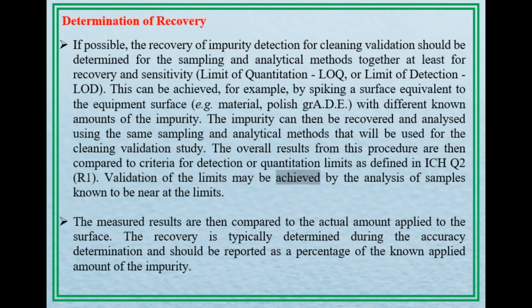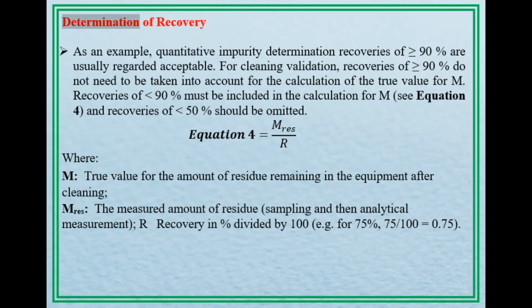Validation of the limits may be achieved by the analysis of samples known to be near the limits. The measured results are then compared to the actual amount applied to the surface. The recovery is typically determined during the accuracy determination and should be reported as a percentage of the known applied amount of the impurity. Determination of recovery. As an example, for quantitative impurity determination, recoveries of 90% are usually regarded as acceptable.